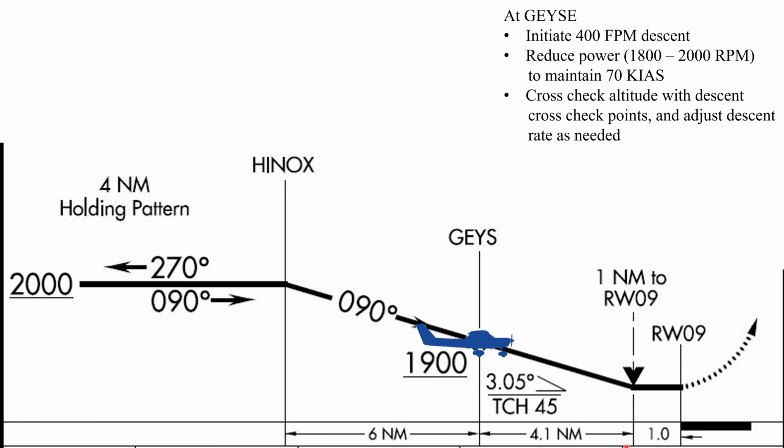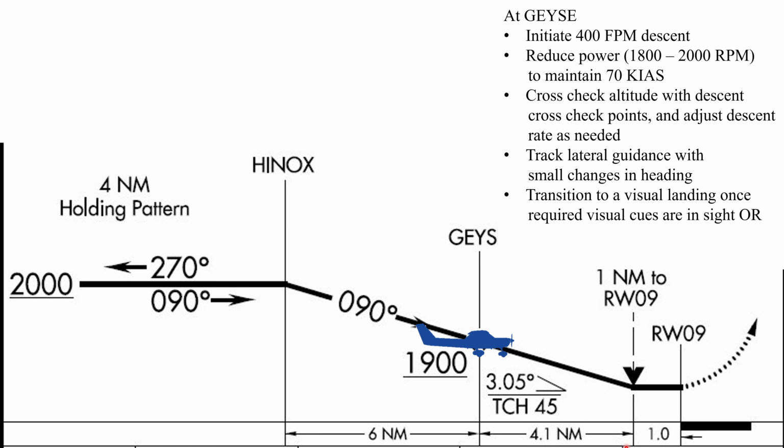We will start cross-checking our altitude with our descent cross-check points and then adjust that descent rate as needed to stay on that path. We will track the lateral guidance with small changes in heading, or allow the autopilot to track the lateral guidance for us. And then we'll transition to a visual landing once the required visual cues are in sight, or execute the missed approach when we get to that DDA.